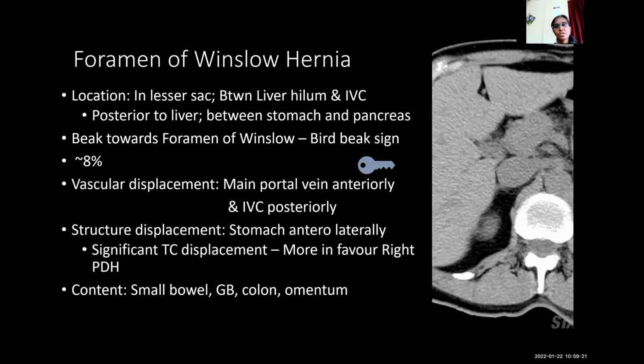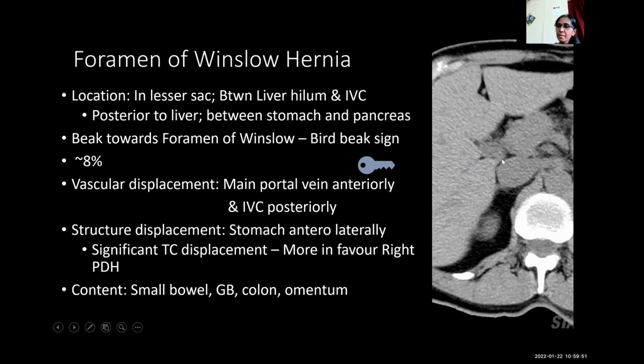But because it's a communication between the lesser sac and the greater sac, apparently it could be misleading. I think I also haven't seen many foramen of Winslow hernias in our practice. One big clue, it was in the liver hilum. So this does not show you a hernia. I've just shown you normal structures. This lies in the hilum of the liver between the portal vein and the inferior vena cava. So that is the foramen of Winslow.